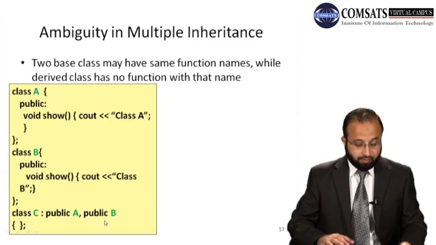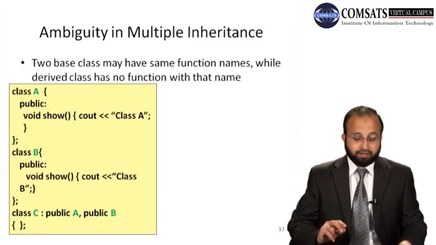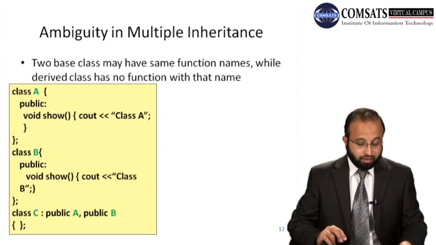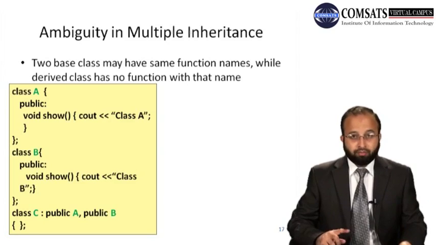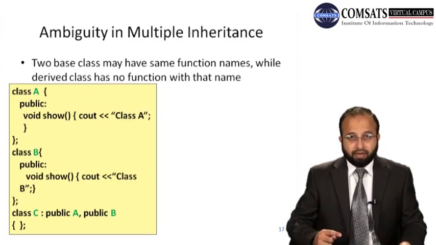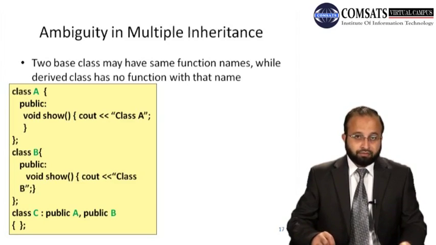This means that the type of inheritance is public. This means that with the object of C you can call the public member functions of A or B. Now what if with the object of C we call a function show? Which function will be called? Either of class A or of class B. So that is the confusion.